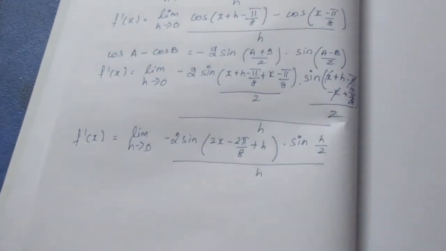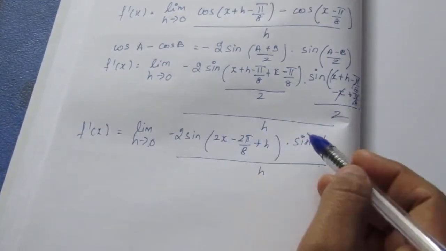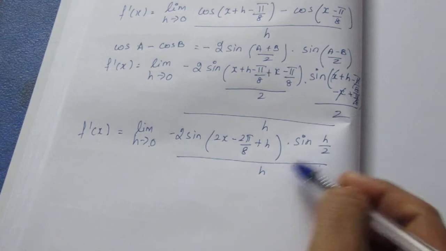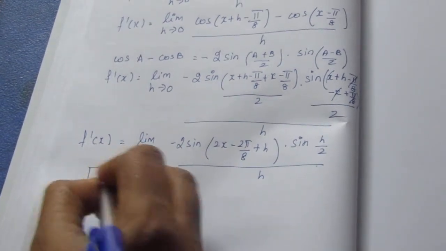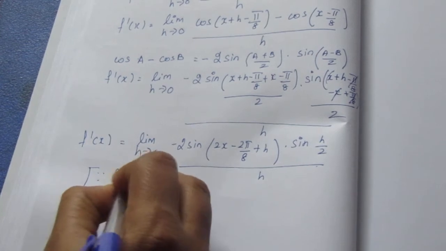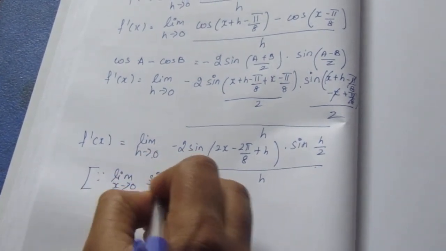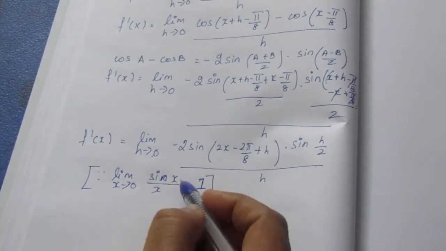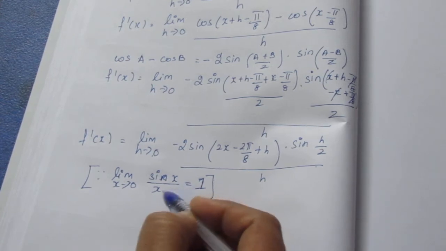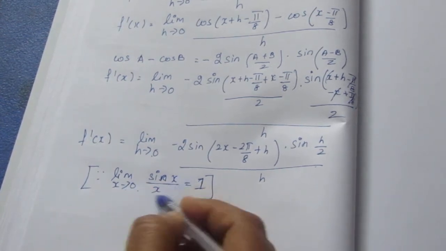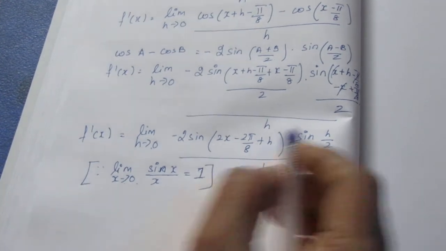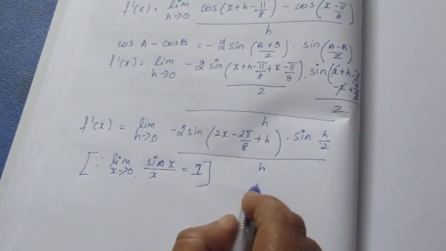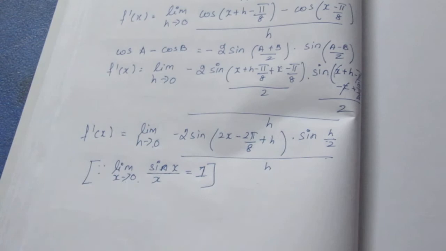Here we have a sine, here sine is a bigger theta, so leave it off. Here it is h by 2. If the theta value is the same as the denominator, we have a formula that limit x tends to 0 of sine x by x is equal to 1. We can only apply it when the theta value and the denominator value are the same. If the limit tends to 0, then with the theta value and denominator value the same, it becomes 1 for sine. Here we have h by 2 in the sine, but in the denominator we have h. If it is h by 2, then we can apply the limit value for this.